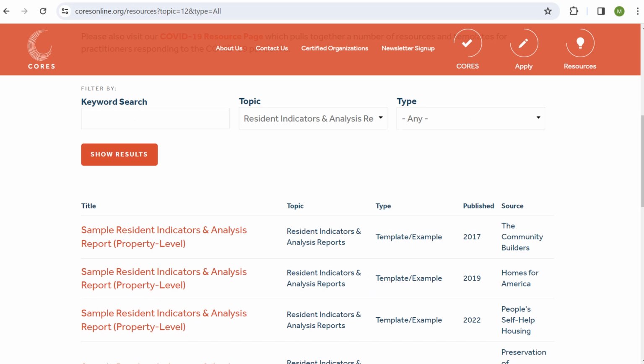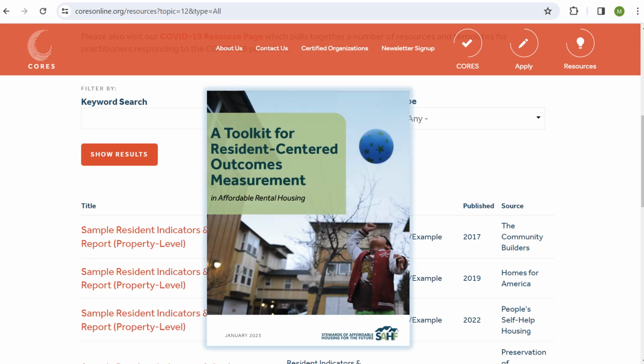We have several examples in our CORES resource library of resident indicators and analysis reports from other organizations, as well as resources to help you think about the systems you use to track outcomes and impact in a way that's resident-centered, such as SAFE's Outcomes Toolkit. While these may be helpful resources, please remember that we're not prescriptive for the types of outcomes you are tracking. These outcomes should instead align with your programs and services you provide.